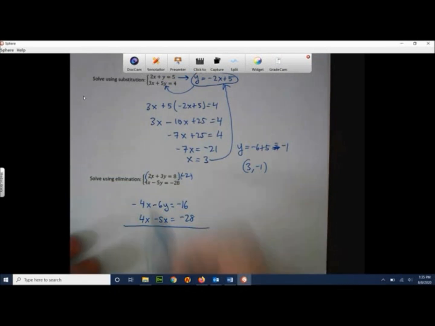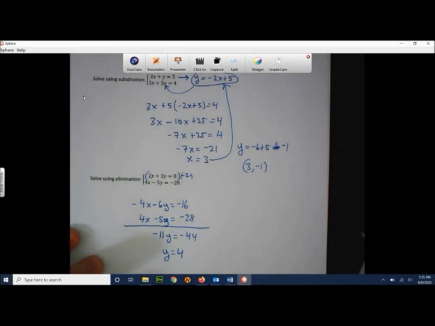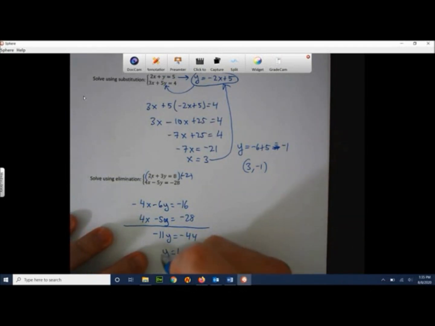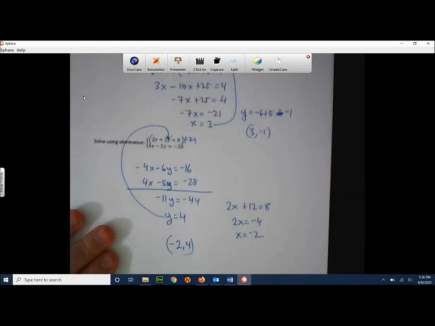All right, so we add, we get 0 x's, that's a y right there. We get negative 11y equals negative 44. So we divide, y is 4. We take that and plug it into one of the original equations. It doesn't matter which one. The first one looks like it has smaller numbers, so I'm going to use that one. 2x plus 12 equals 8. So 2x is negative 4, x is negative 2. So these two lines would cross at the point negative 2 comma 4.